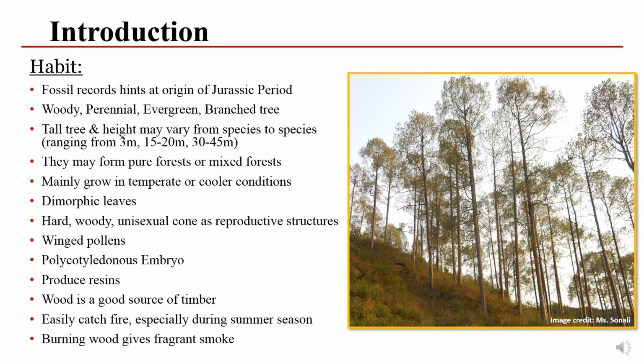Plant bear hard woody unisexual cones, that is, male and female reproductive structures are borne on separate cones. They produce winged pollens which help in wind pollination. They form multiple cotyledons for a single embryo. Polycotyledonous embryo is one of its feature. Plant parts produce resins in resin ducts, which is of commercial value.